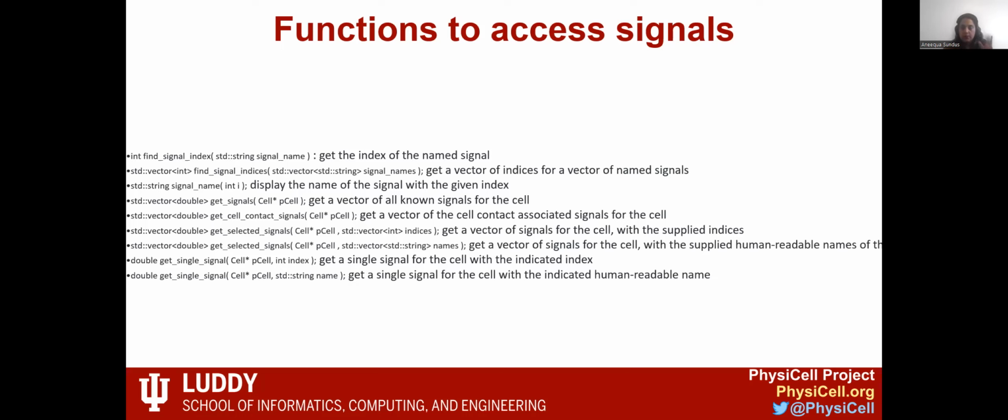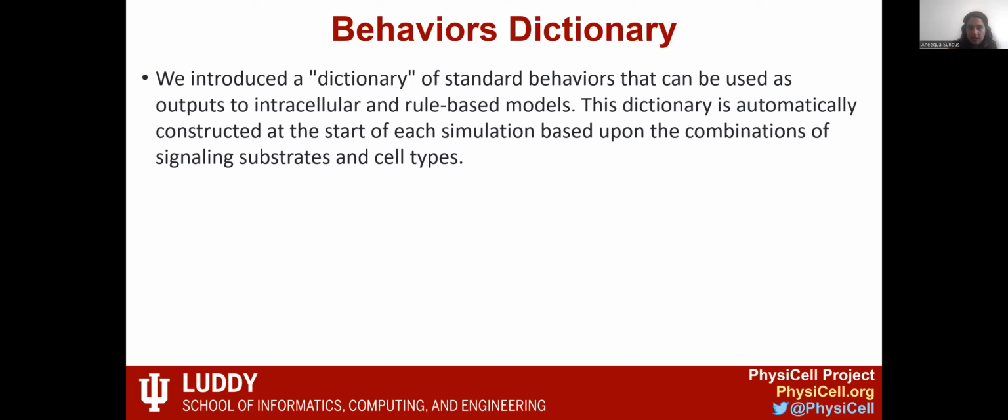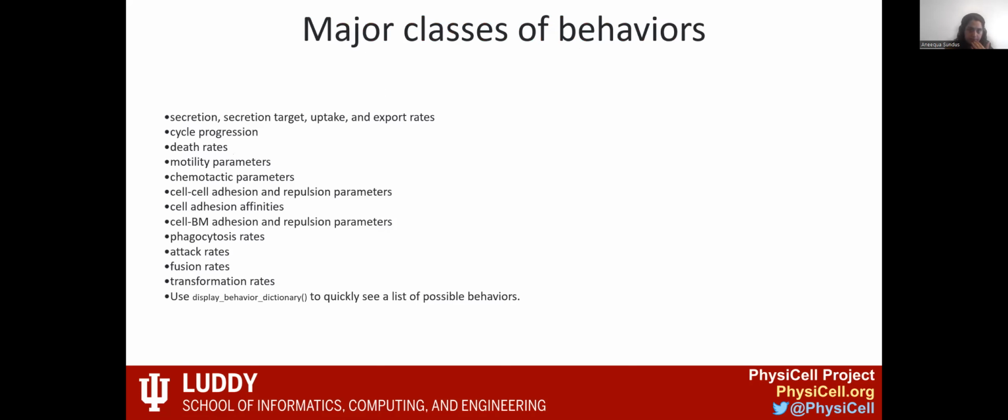So these are the signals, but the more interesting part is what we do once that signal is detected. So then we have the behaviors dictionary, as I said. Again, it acts as the output of the intracellular rule-based model, and it is automatically constructed in the beginning, just like signals. And these are the major classes of behaviors.